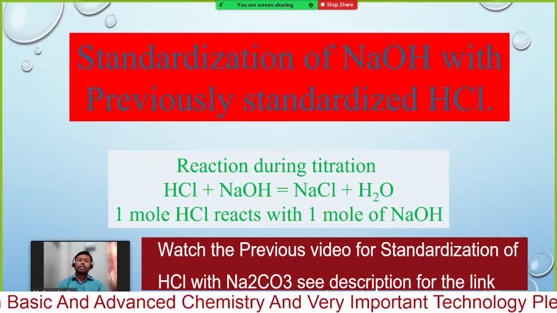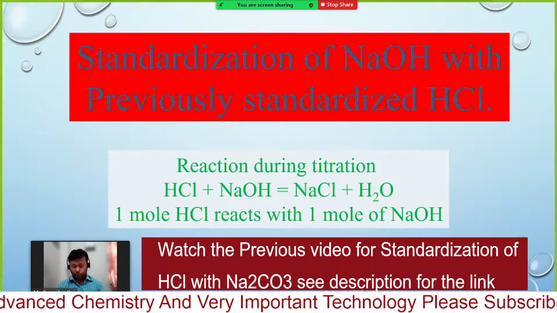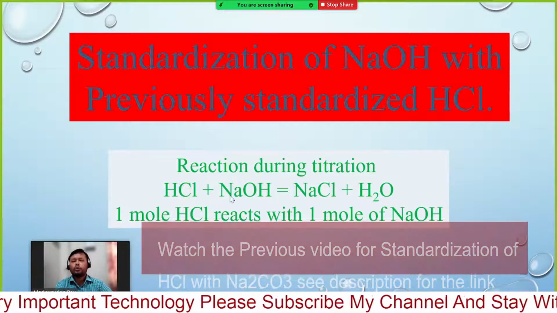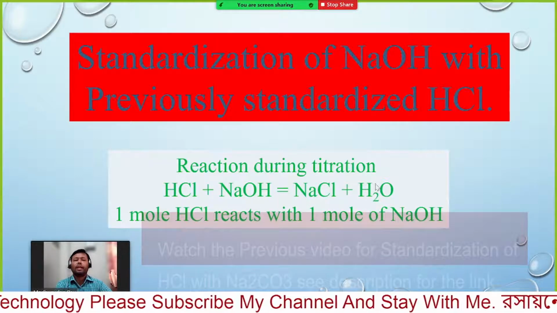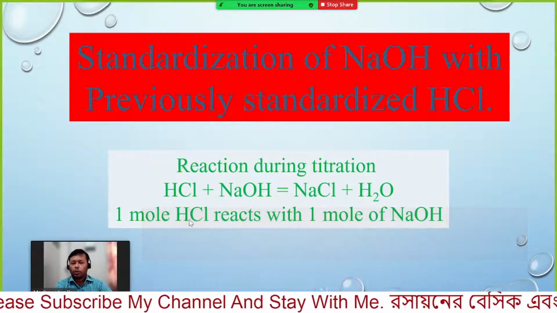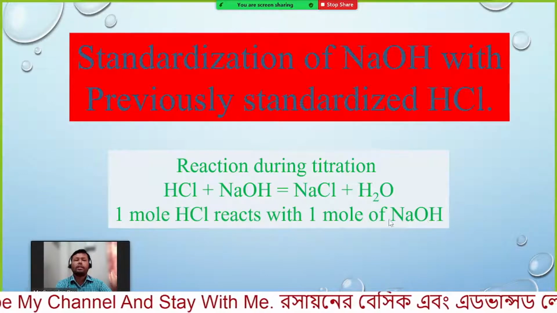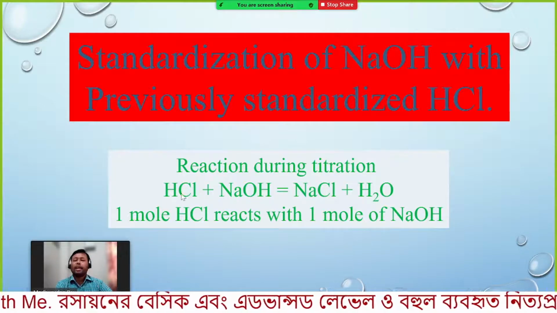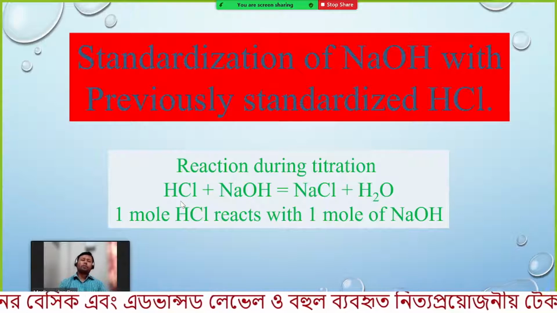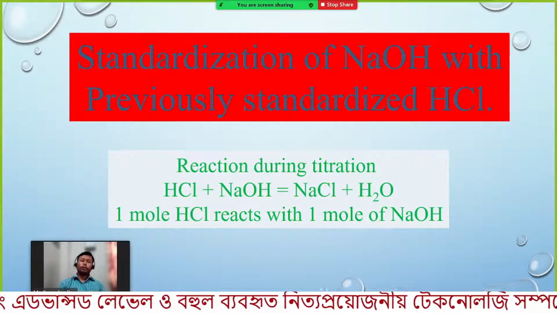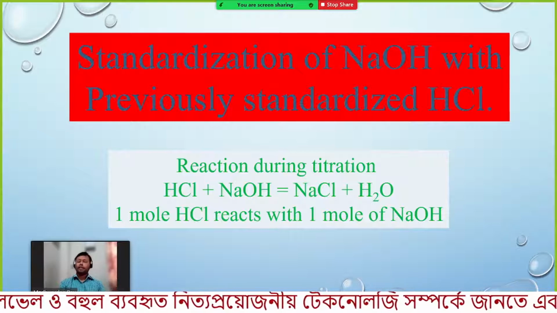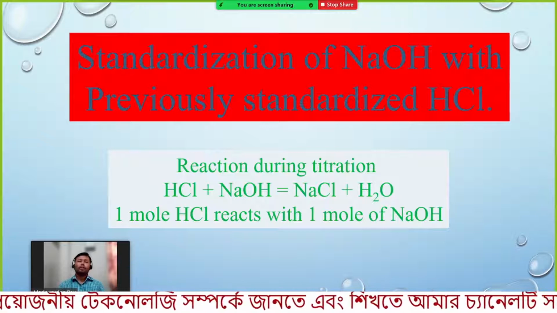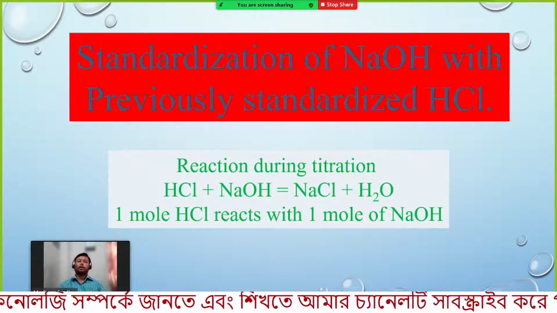Now what is the reaction between sodium hydroxide and hydrochloric acid? Here you can see the chemical reaction. 1 mole of hydrochloric acid reacts with 1 mole of sodium hydroxide to form sodium chloride and water. Therefore 1 mole of HCl reacts with 1 mole of sodium hydroxide, so the number of moles are equivalent. So if you know the concentration of hydrochloric acid, then by reacting it with sodium hydroxide you can estimate the concentration of sodium hydroxide.